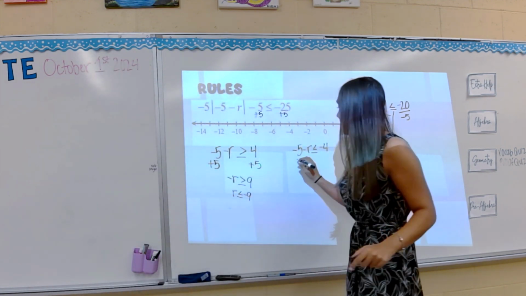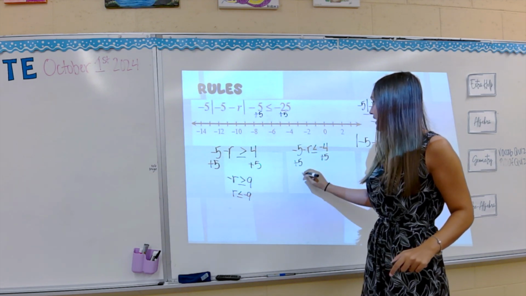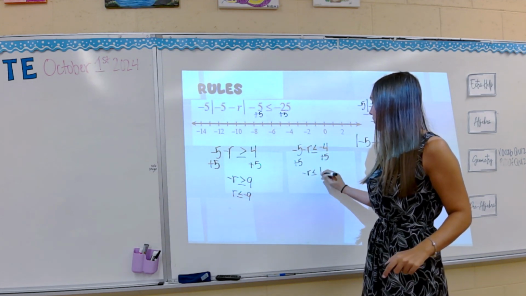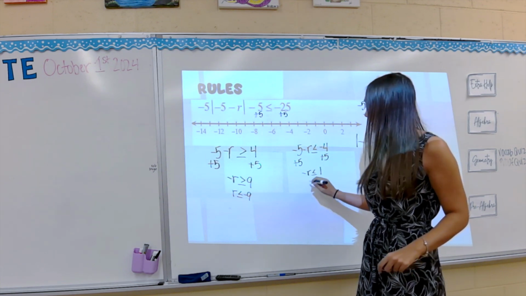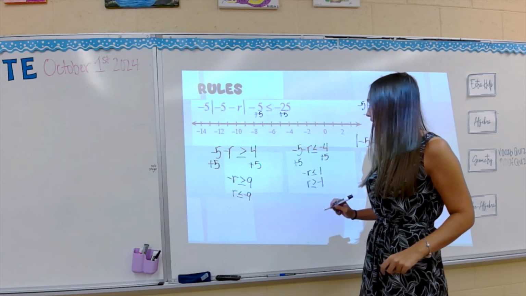Let's solve this one. I add 5, and I get negative r is less than or equal to 1. Gotta divide by that negative, which means I flip the sign. R is greater than or equal to -1.